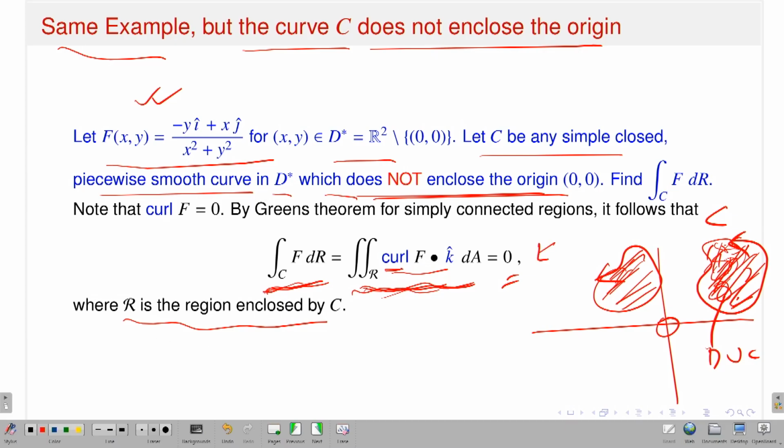So, if I take any simple closed piecewise smooth curve in this star which does not enclose my origin, the value of the vector line integral of capital F is 0. But if I consider a simple closed piecewise smooth curve in this star, that means R2 minus 0, which encloses my origin, the value of the vector line integral is equal to 2 pi. So, this is very nice.